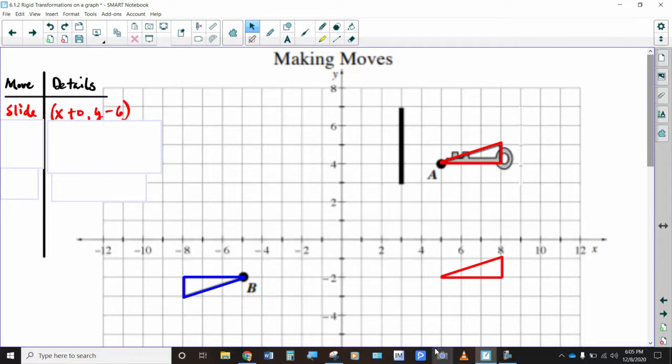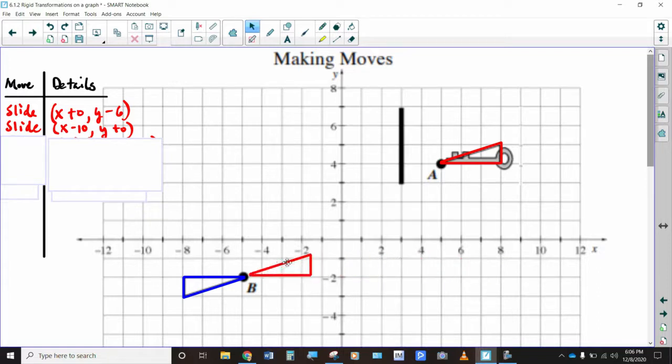Then I decided, all right, let's slide it again, because I would like to get this point on top of point B here. And so that's going to require us to move 1, 2, 3, 4, 5, 6, 7, 8, 9, 10 units to the left, but not move up or down. So I'm going to go x minus 10 for this one and y plus 0, because I don't want it to move either up or down. And so that's going to take us 10 units to the left.